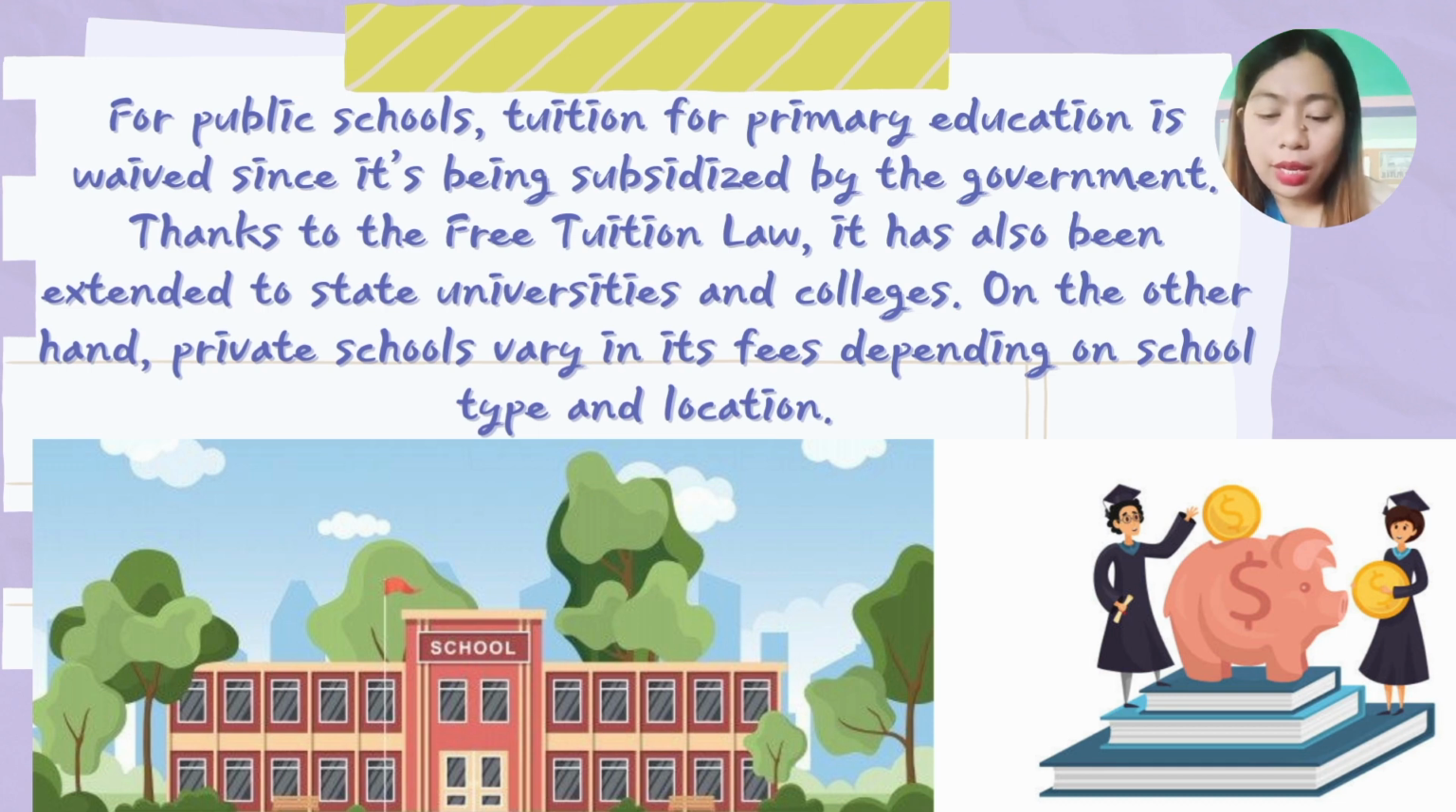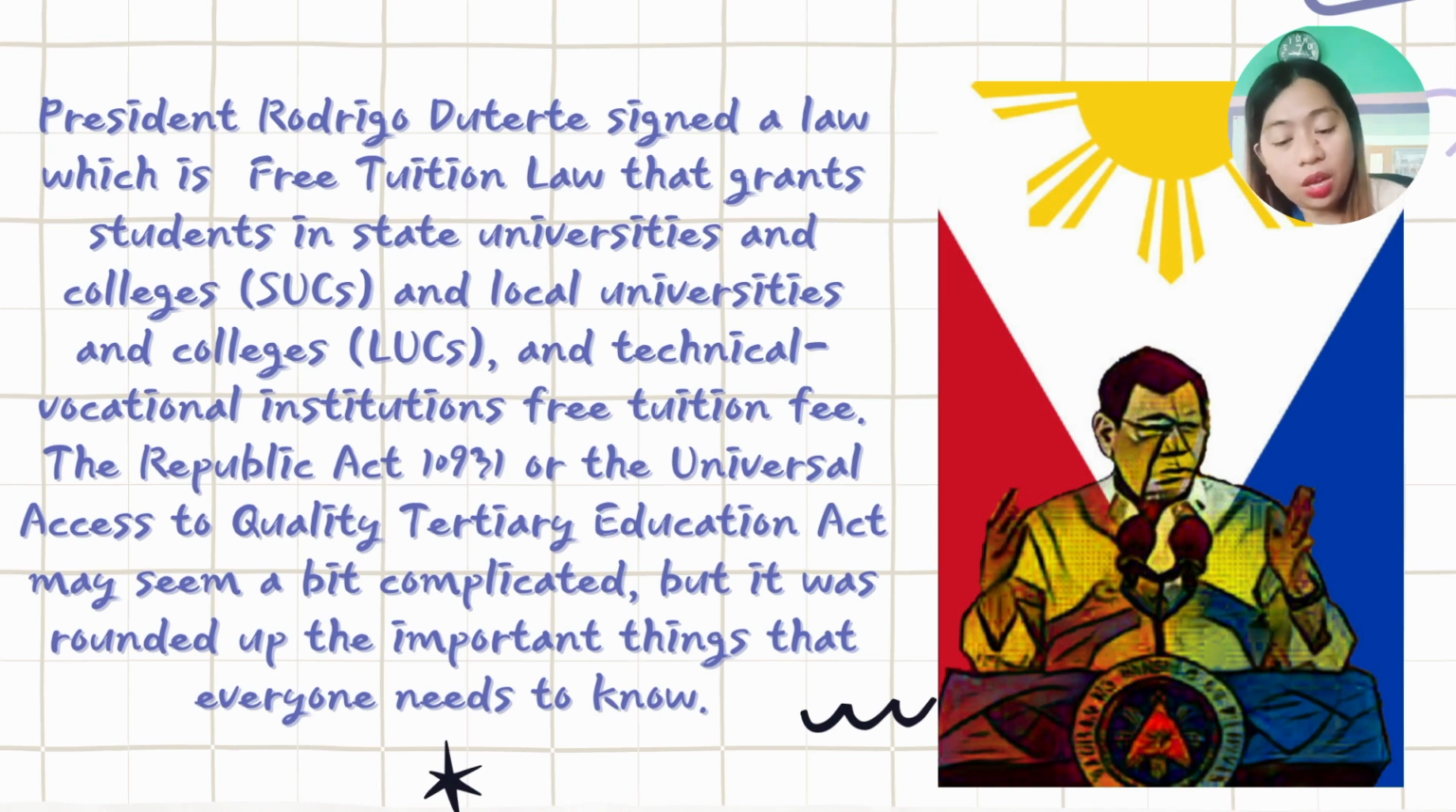For public schools, tuition for primary education is waived since it's being subsidized by the government. Thanks to the free tuition law, it has also been extended to state universities and colleges. On the other hand, private schools vary in their fees depending on school type and location. President Rodrigo Duterte signed a law, the free tuition law, that grants students in state universities and colleges, or the SUCs, and local universities and colleges, or the LUCs, and technical vocational institutions free tuition fee.